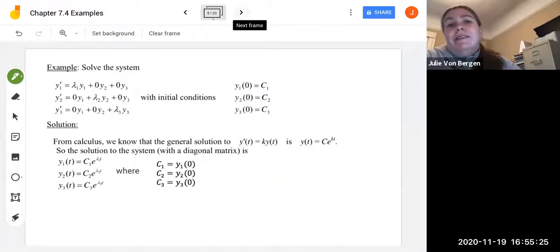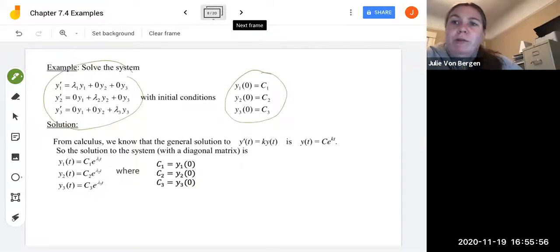So let's look at solving this system. In this system, we've got y1 prime is lambda 1 y1 plus zeros for the coefficients for y2 and y3. y2 prime has zeros for the coefficients for y1 and y3, and lambda 2 multiplied by y2. And then y3 prime has zeros for the coefficients y1 and y2, and lambda 3 y3. Remember, all of the initial conditions are c's, so y1 of 0 is c1, y2 of 0 is c2, and y3 of 0 is c3.